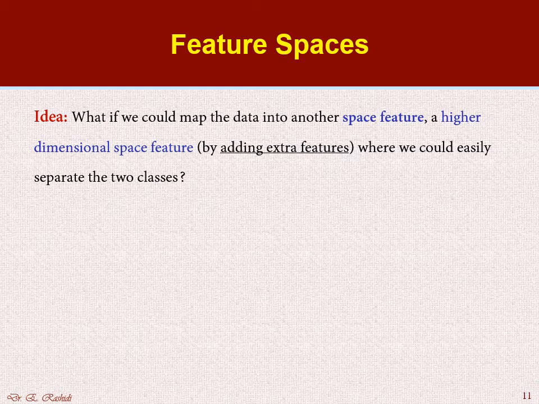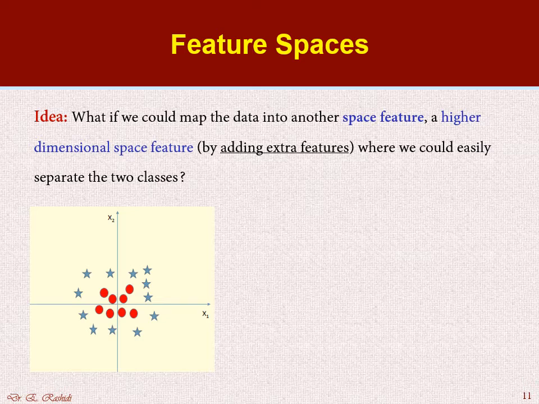All right, to solve the issue that we have, let's be a little bit creative here. We're going to talk about feature spaces. Here's an idea. What if we could map the data into another, higher dimensional feature space, by adding extra features to our data, where we could easily separate the two classes? So we have this problem to classify, with these two classes. And in this two-dimensional setting, it looks impossible to do that.